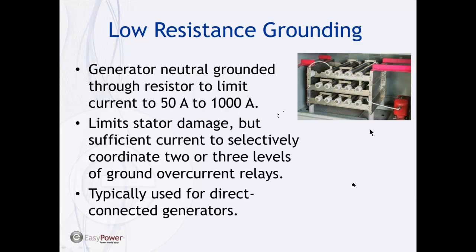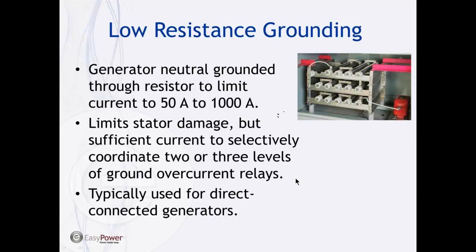The lower the better, but traditionally we used higher values when we had electromechanical relays. Now with the newer relays that are more sensitive, you can probably go to something lower, 200 amps, 100 amps, maybe all the way down to 50 amps. Now the low resistance grounding does limit the damage, but even at 100 amps, 200 amps, there's still a fair amount of damage that can be done.